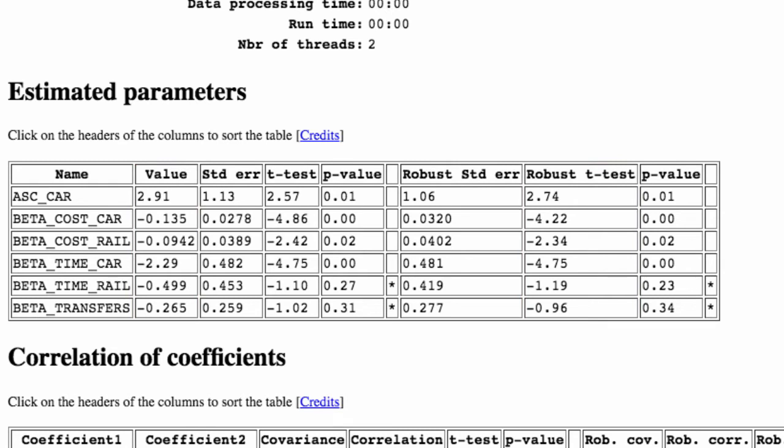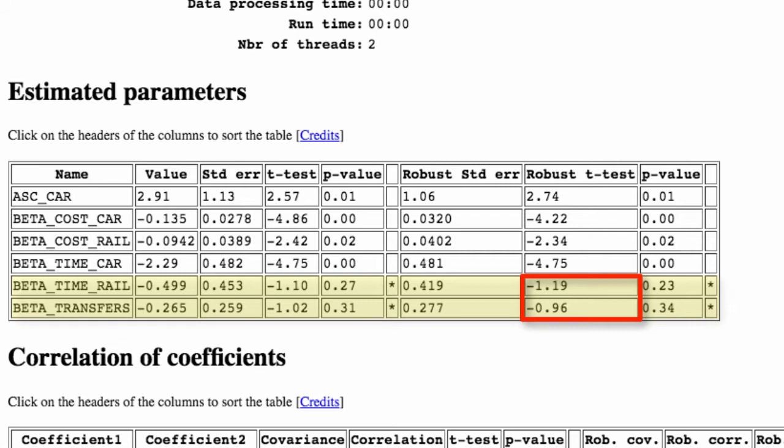This example is a transportation mode choice model with two alternatives. It's a binary logit model with the classical variables travel cost, travel time, and number of transfers for the rail alternative. In the estimation report, we observe that two of the betas, beta time rail, which is the coefficient for travel time of the rail alternative, and beta transfers, which is the coefficient of the number of transfers for the rail alternative, have a t-test which is less than 1.96 in absolute value.